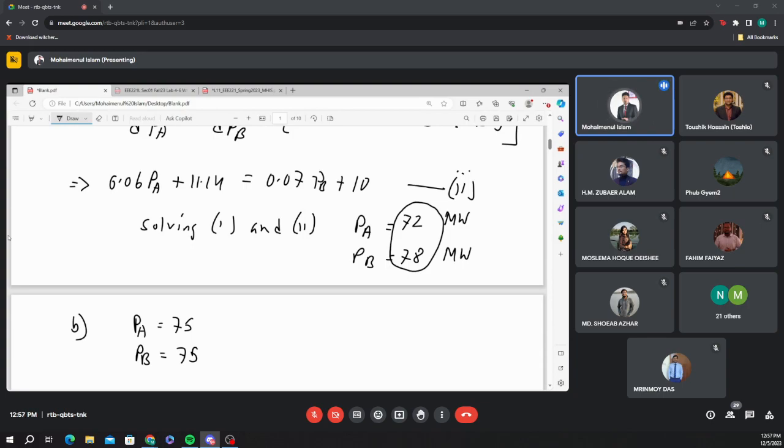In that scenario, for PA the cost will increase. For PA, you need to go from 72 to 75, so cost will increase. So you need to find the value of that cost. And for PB, you need to reduce the cost. From 78 megawatt, you need to reduce it to 75 megawatt, so cost will decrease. So how to calculate that value?